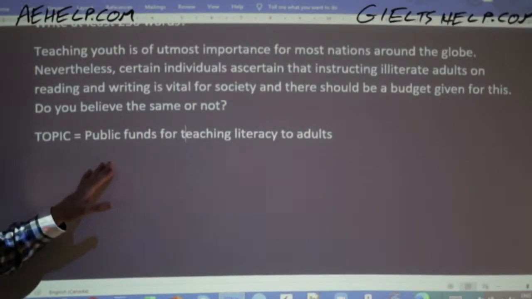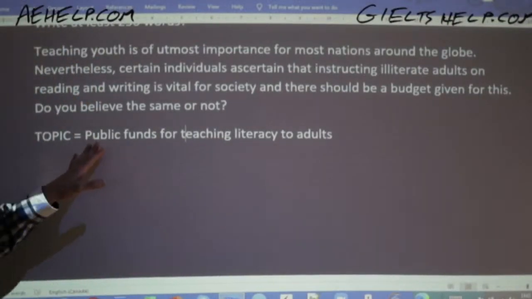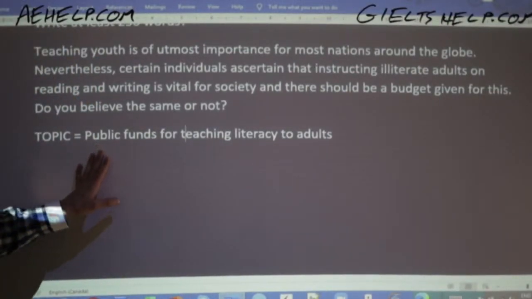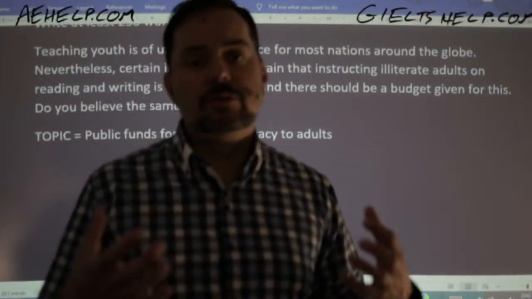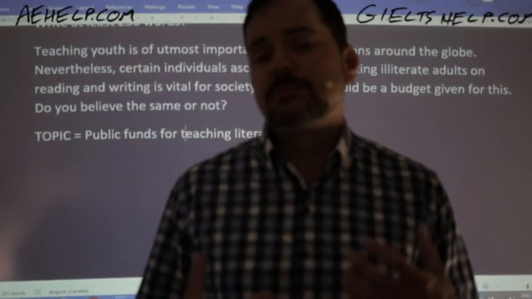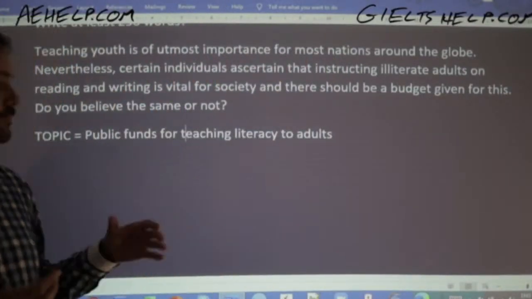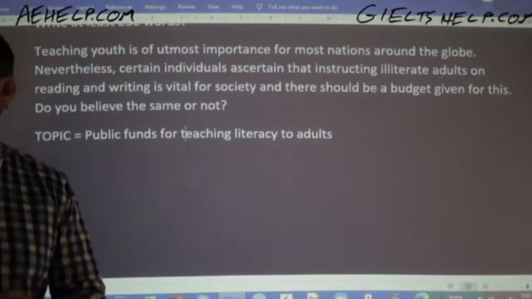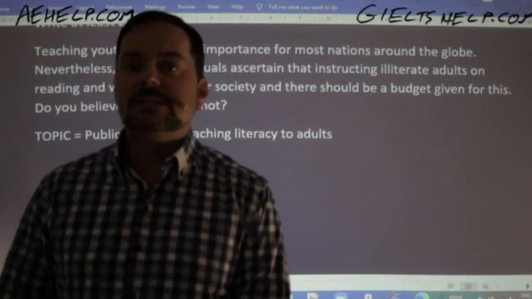Okay? So we have to be careful, because if you're going to talk about simply public funds for teaching, it's going to be considered too general by the IELTS examiners, and it becomes virtually impossible to get into those band 8, band 9 scores. So Sammy says, yeah, even I felt the first sentence is a bit unnecessary.